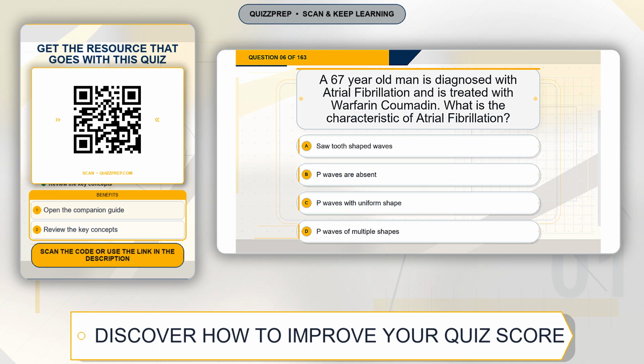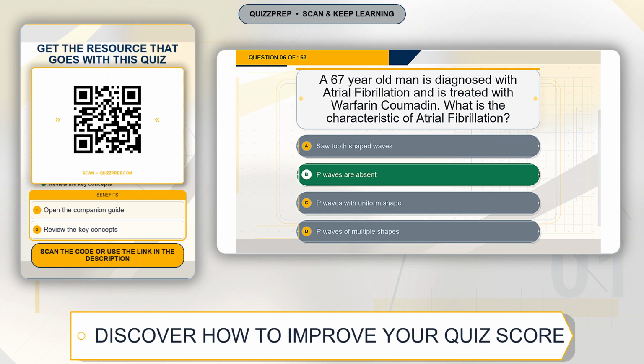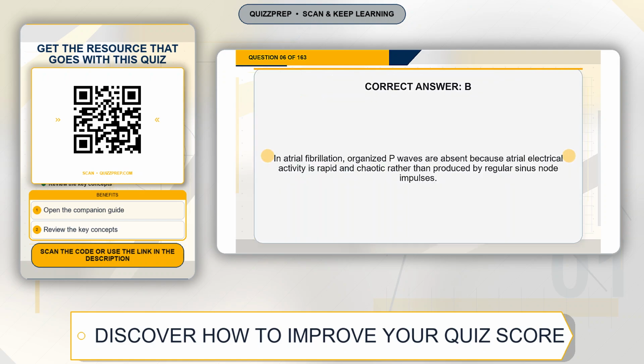Question 6. A 67-year-old man is diagnosed with atrial fibrillation and is treated with warfarin, Coumadin. What is the characteristic of atrial fibrillation? Option A, sawtooth-shaped waves. Option B, P waves are absent. Option C, P waves with uniform shape. Option D, P waves of multiple shapes. The correct answer is option B, P waves are absent. Explanation. In atrial fibrillation, organized P waves are absent because atrial electrical activity is rapid and chaotic rather than produced by regular sinus node impulses.